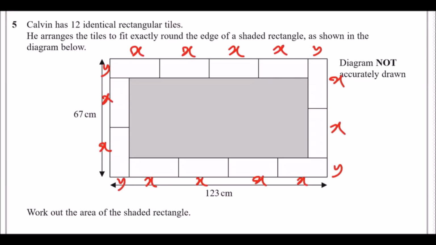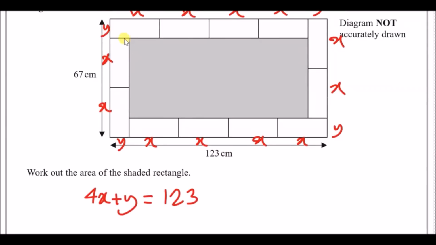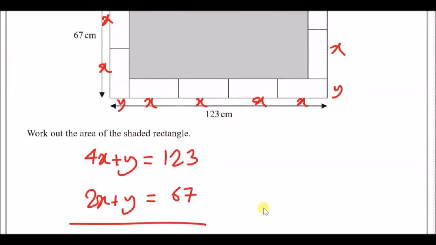So now, because we've got actual measurements, we can say that the width of this would be 123, equivalent to X plus X plus X plus X plus Y. So you can see that a total of 4 x's plus y must be 123. Looking at the vertical, we've got x plus y gives us 67. So that's 2 x's plus y equals 67. Now we have literally a pair of simultaneous equations.